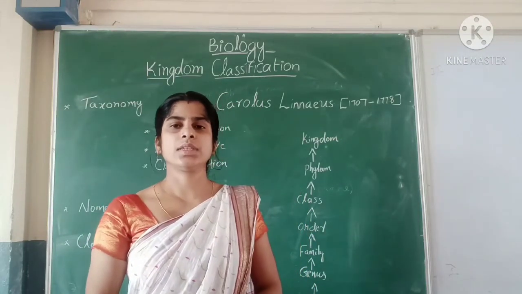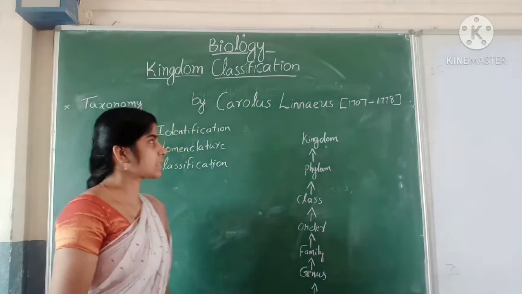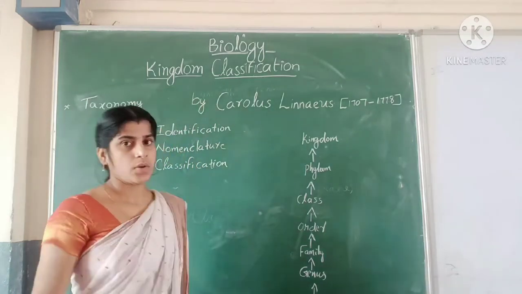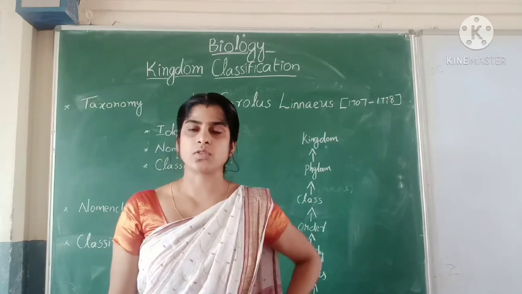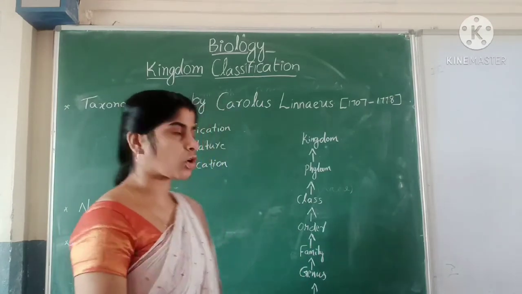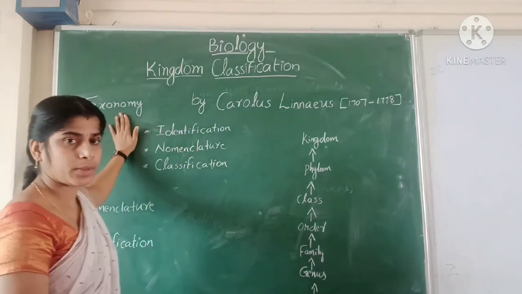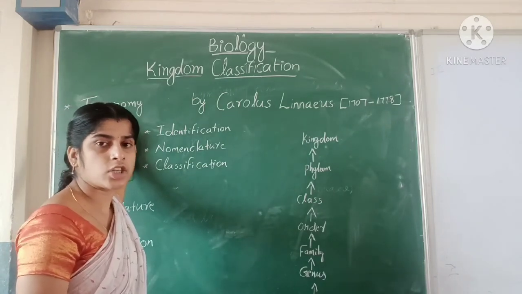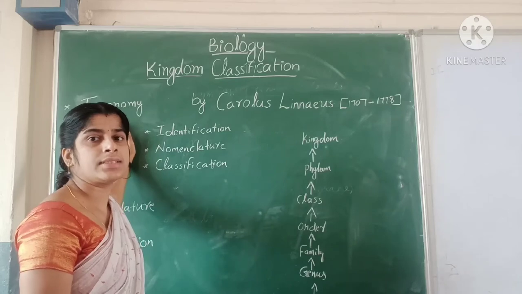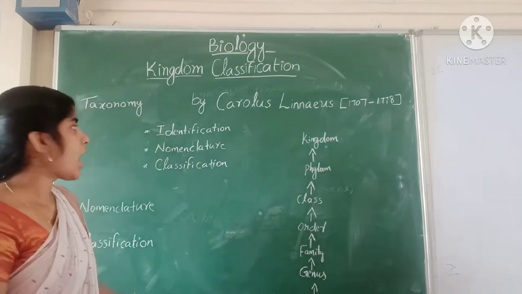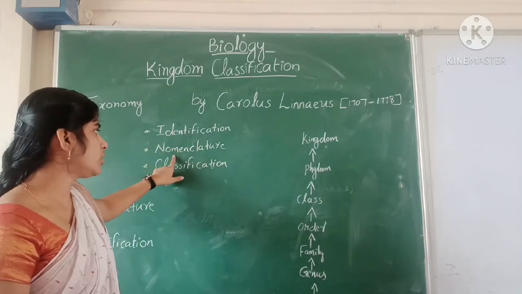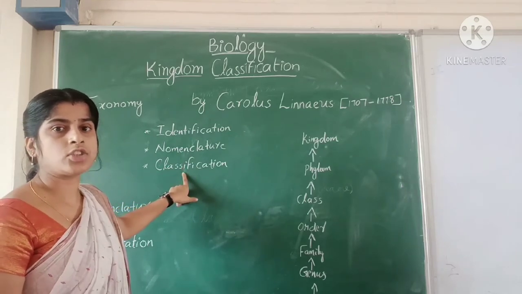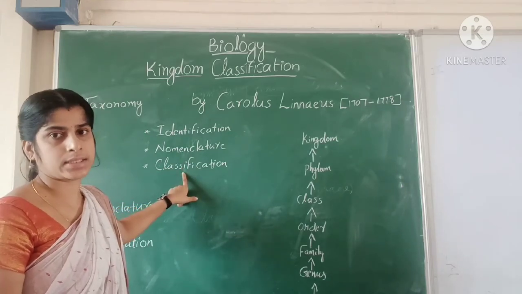In the last class we discussed role areas and symptom classification. We have discussed taxonomy also. So what is taxonomy? Taxonomy is the functional branch of biology that deals with the identification, nomenclature and classification of living organisms.